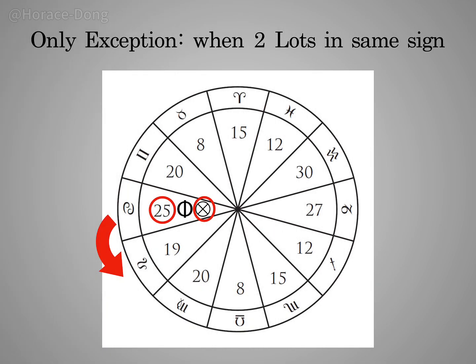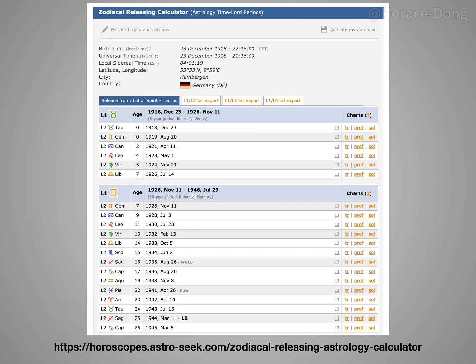But the only exception here is that if the two lots you're trying to analyze are in the same sign, and one of them is the lot of fortune, you have to release the lot other than the lot of fortune from the next sign, but the lot of fortune is still released from the sign it's located in. For instance, in this graph, if you want to learn about his health, you still start from Cancer. And Cancer represents his first 25 years health trend. Yet if you want to learn about his career trends, you have to release from the next sign, which is Leo, to know about his first 19 years career trends. If you are still confused about how to actually determine the time period of each sign and how they should be ordered, don't worry, because the computer will do that for you.